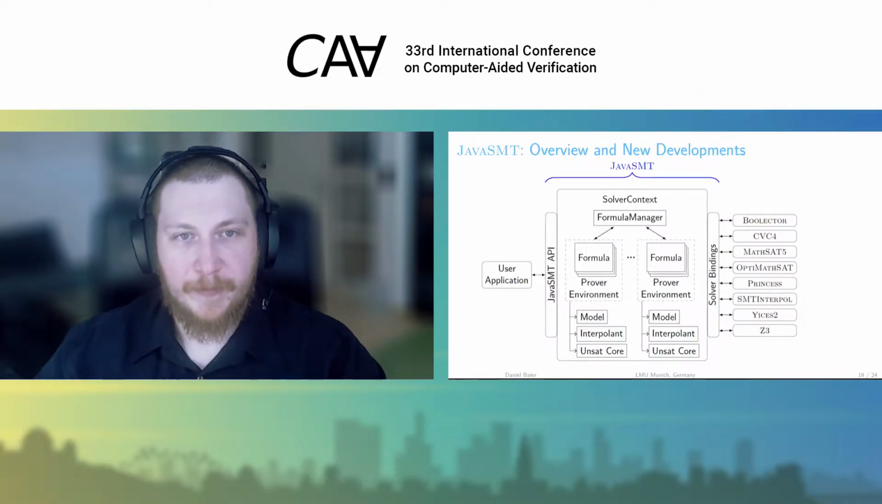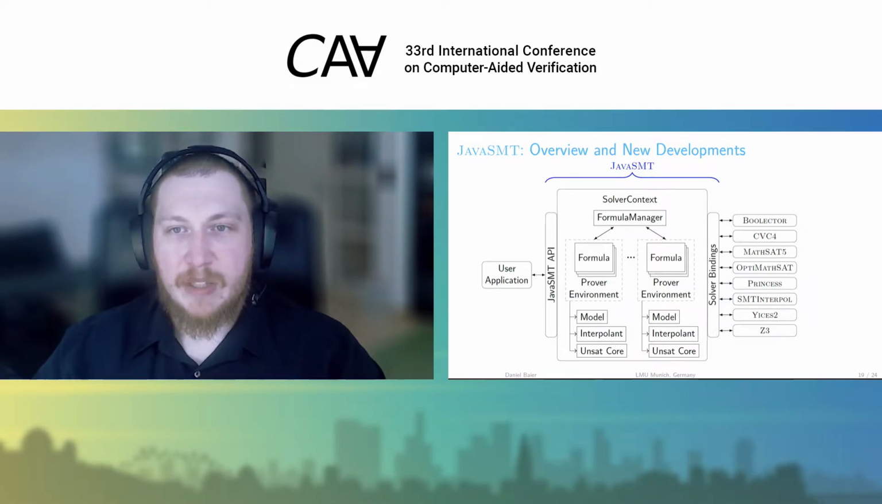Here you see a conceptual overview of JavaSMT, embedded between a user's application and the available SMT solvers. The main object used to interact with JavaSMT is the solver context, located in the upper middle part. It defines the scope and lifetime of all objects created inside of it, and memory used by the SMT solvers inside of a solver context is tracked such that when the solver context is closed, all unused objects are deleted and memory is freed again.